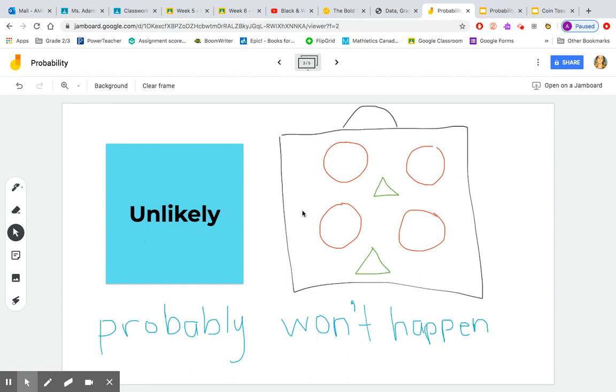Okay. Now, moving on to the next word, unlikely or less likely means that something probably won't happen. So we have the same shapes in the same bag. We have four red circles, one, two, three, four, and only two green triangles, one, two. So it is unlikely, it is less likely that we will pick a green triangle out of the bag because there are less green triangles than red circles. So we probably won't pick a green triangle because there are less of them than the red circles. That's what unlikely or less likely means.